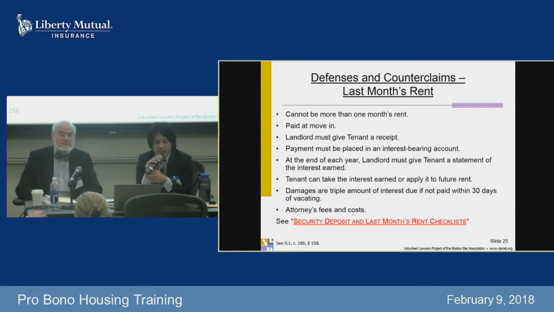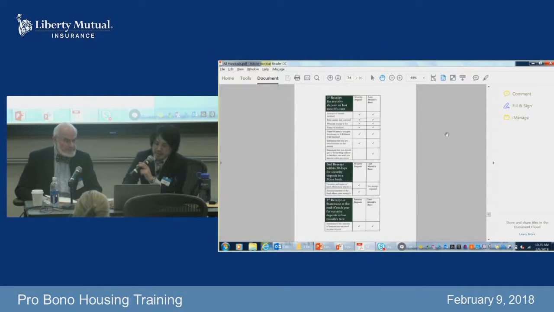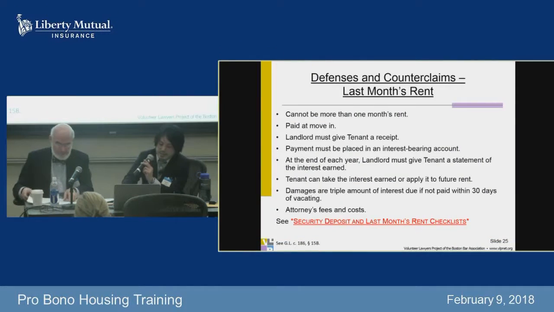The damages here, though, are triple the amount of interest due if not paid within 30 days of vacating. So there's no triple damages on the value of the last month's rent itself, but on the interest that's accrued. And this is also worth attorney's fees and costs. And there's a little snapshot right here of what the landlord has to do and what the tenant is owed for security deposit and also the last month's rent. So that's a handy little guide.